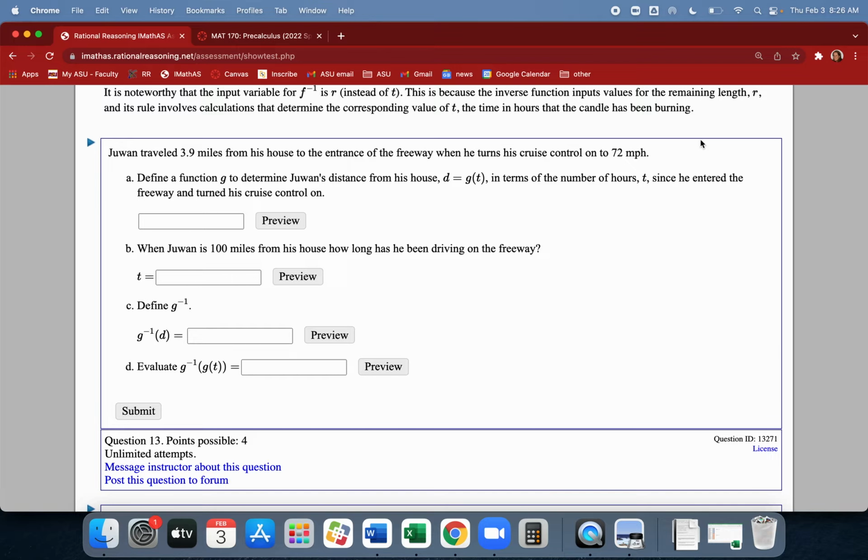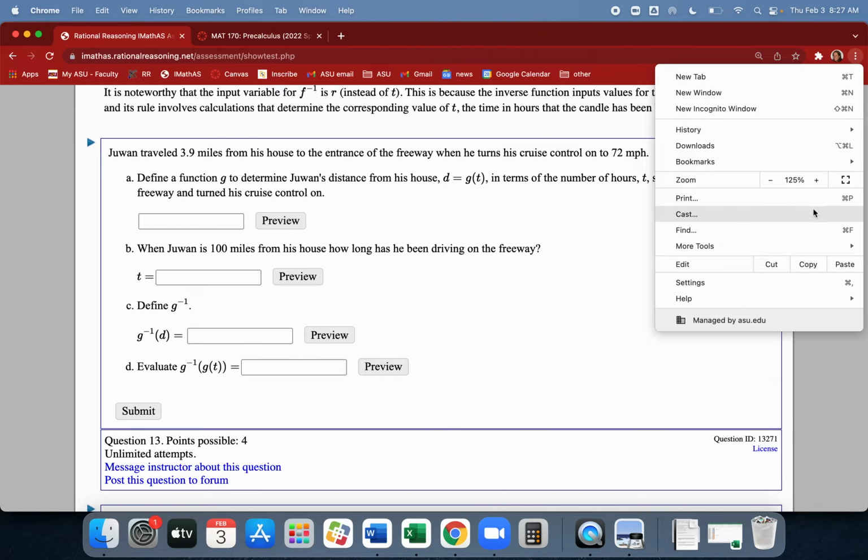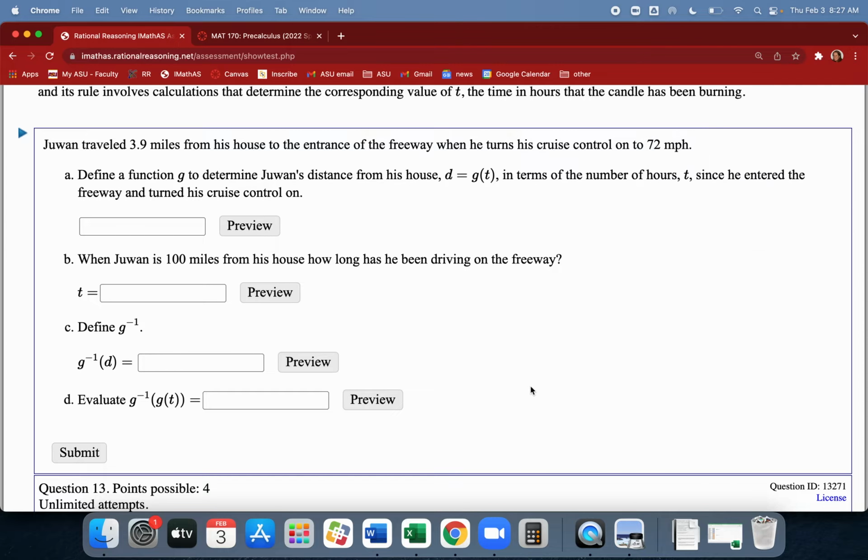So think about this for a little bit. It's a little bit tricky. Again, he traveled 3.9 miles from his house to the freeway and then turned on the cruise control to 72 miles an hour. So he traveled 3.9 miles and then started going at a constant rate after that. Let me zoom this in again a little bit. Think about how I could write a function g to determine his distance from home t hours after he entered the freeway.